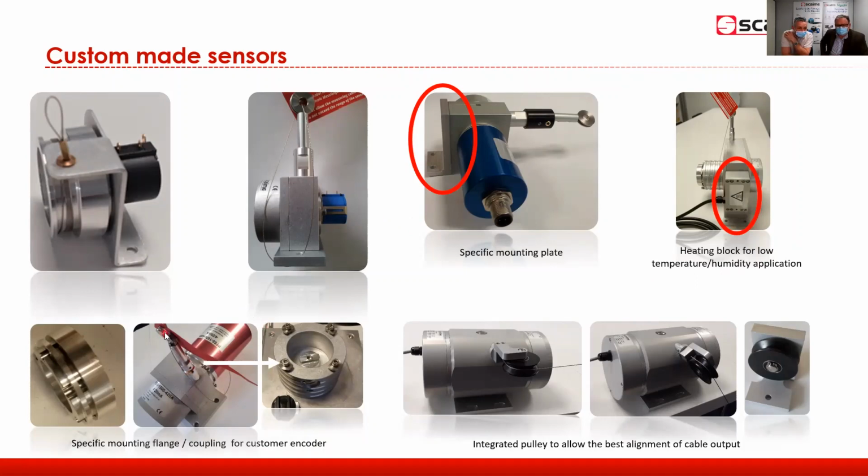We just sell the mechanics, and the customer adds his own encoder. So we make the good flange for the encoder. We propose the good coupling. And here we just have it with the pulley. We can supply the pulley separately like this, or an integrated pulley, which we can see directly fixed on the housing of the sensor.